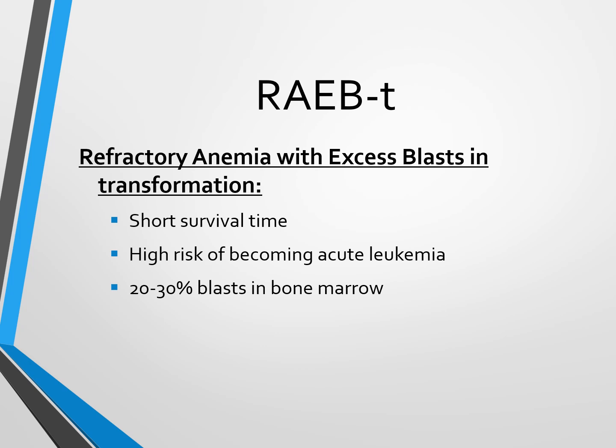So 20 to 30% of blasts in the bone marrow. And once you hit that 30%, you are now considered an acute leukemia rather than a myelodysplastic syndrome. So it's a very fine line between myelodysplastic in transition and now acute leukemia.